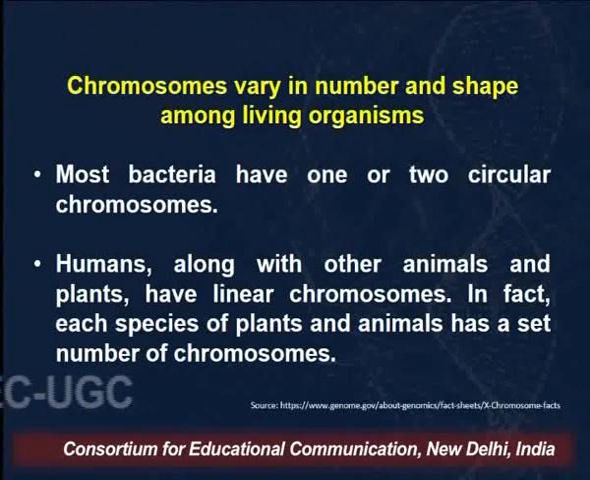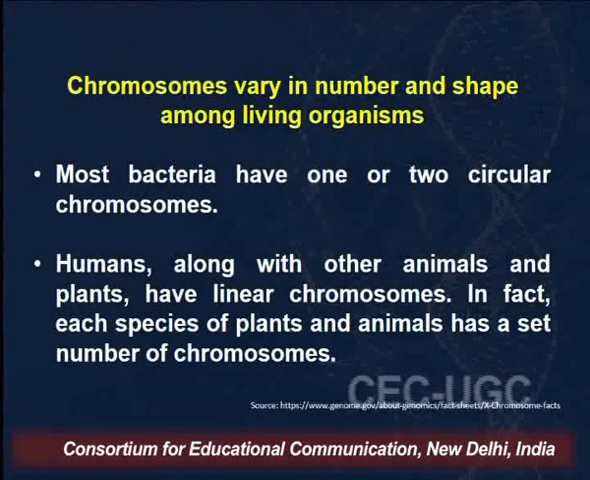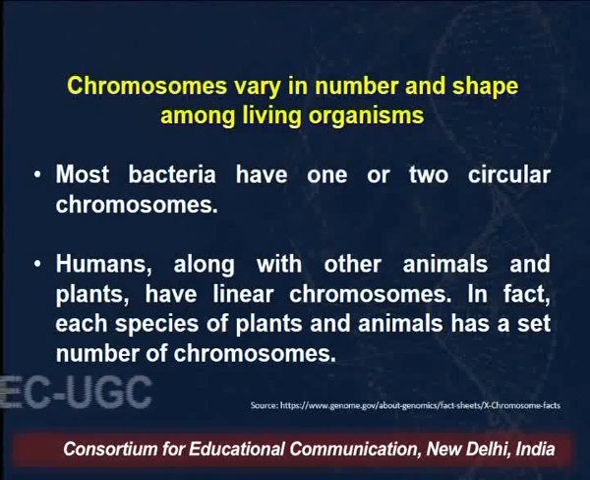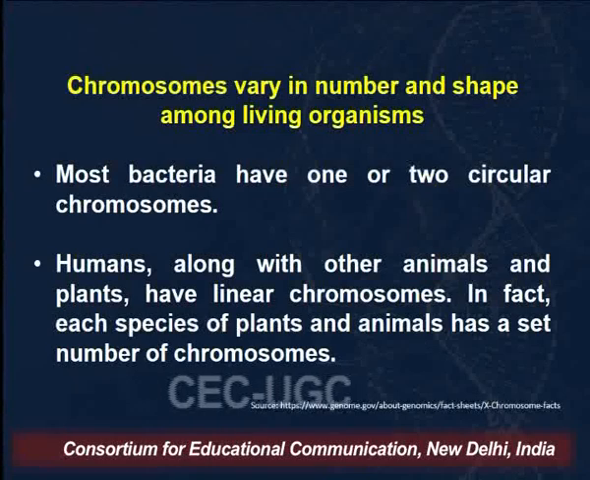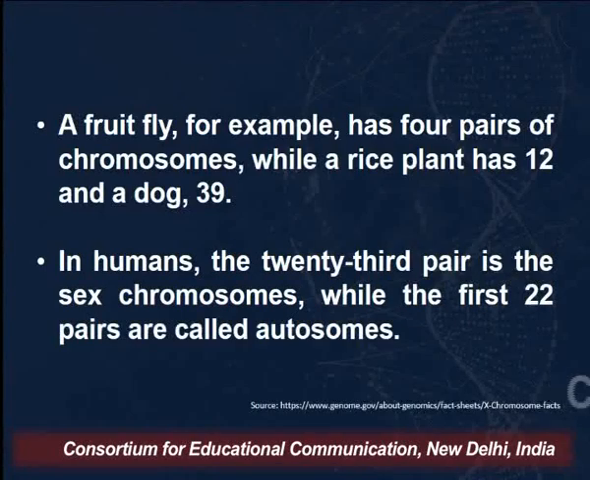Most bacteria, as we know, have one or two circular chromosomes, or circular DNAs. Humans, most animals and plants have linear chromosomes, and there are a number of sets of chromosomes. For example, the fruit fly has 4 pairs of chromosomes, the rice plant has 12, and a dog has 39 pairs. In humans, there are 23 pairs of chromosomes, of which the first 22 pairs are called autosomes and the last pair is called the sex chromosome.